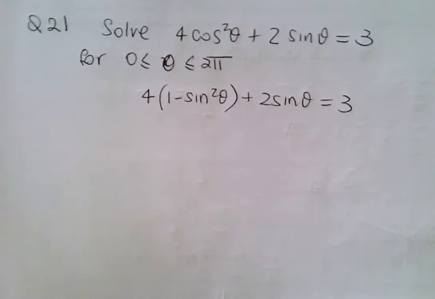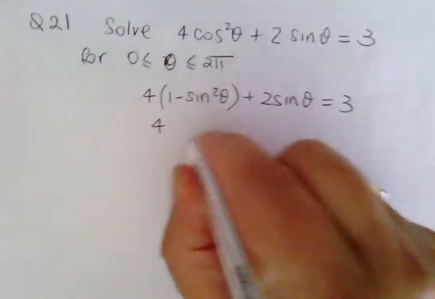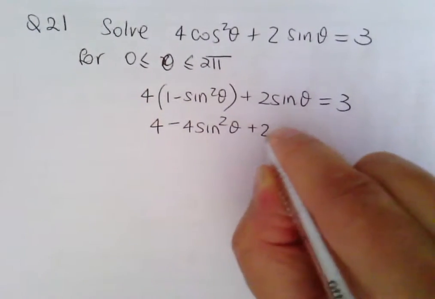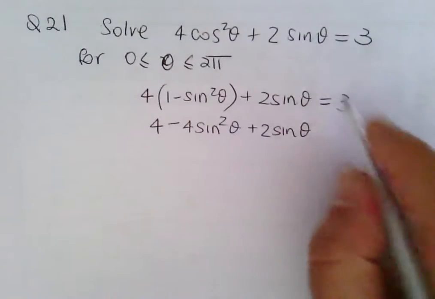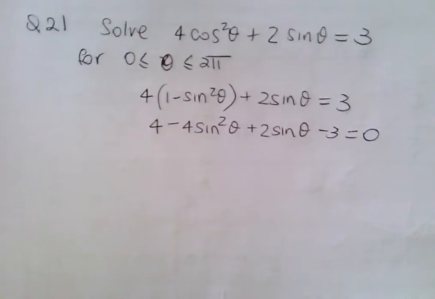Yeah, you're going to expand. You're going to take everything to the left, group like terms and whatever you've got to do. So you've got 4 minus 4 sine squared theta plus 2 sine theta. What do I do with the 3? Minus 3. Now what have I got?